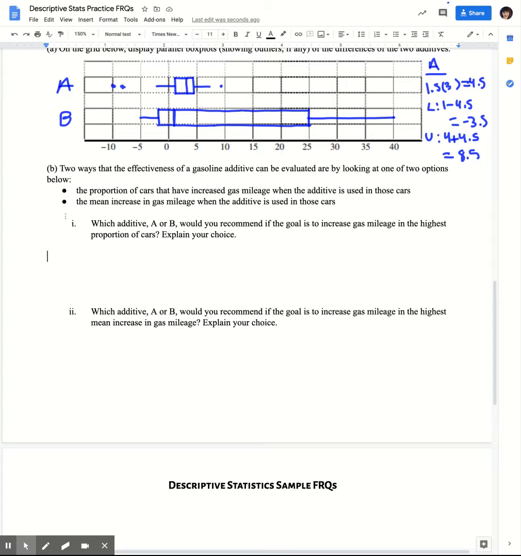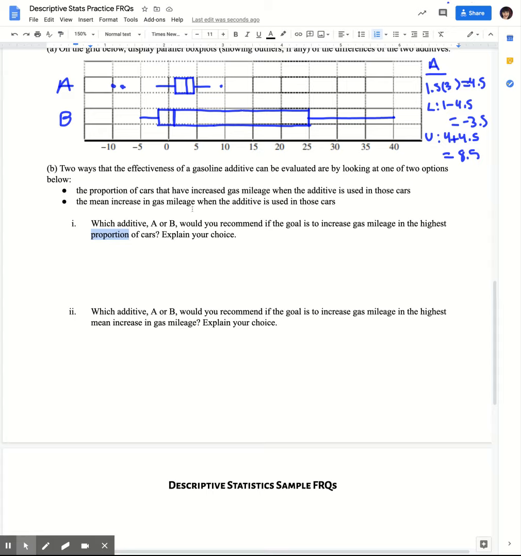For I, this first little part here, it's asking which of the additives, A or B, would you recommend if the goal is to increase gas mileage in the highest proportion of cars? Okay, proportion is the key word there.